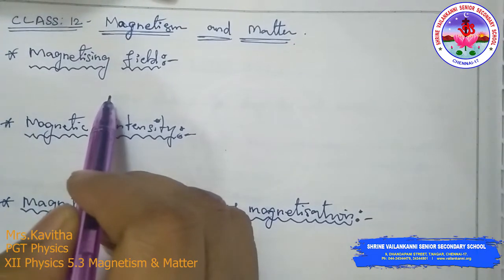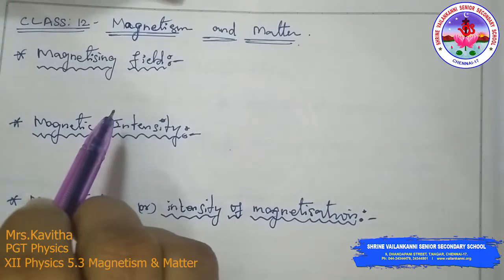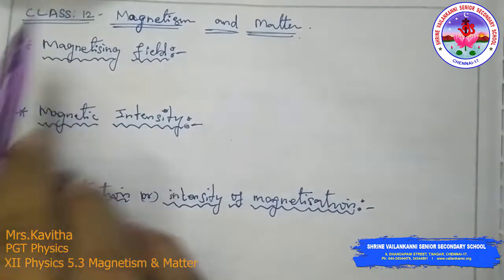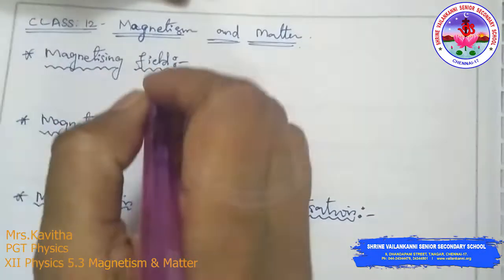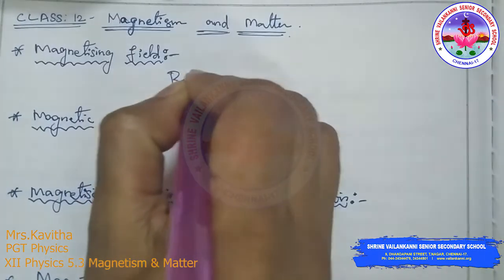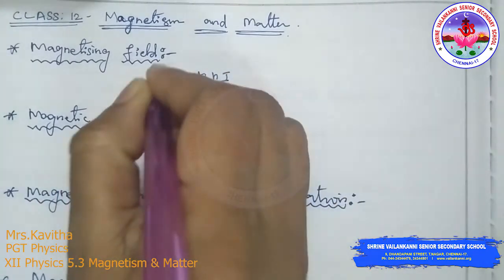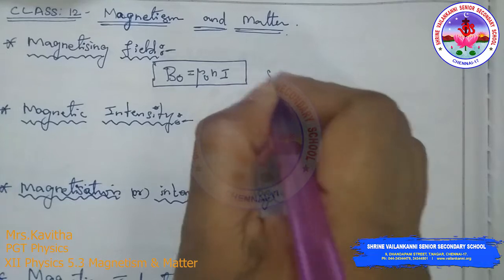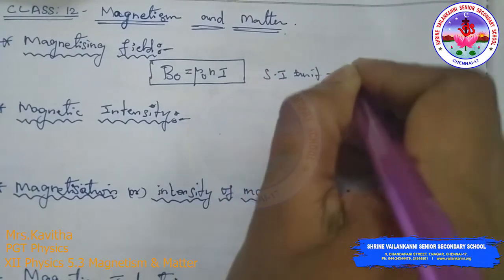Some of the parameters of the Earth's magnetic field we can see. The magnetizing field, which means the magnetic field that exists in vacuum and also induces the magnetism, we can call B naught, which is equal to mu naught N i. The SI unit of the magnetizing field B naught is Tesla.